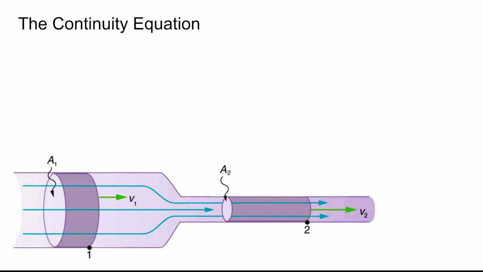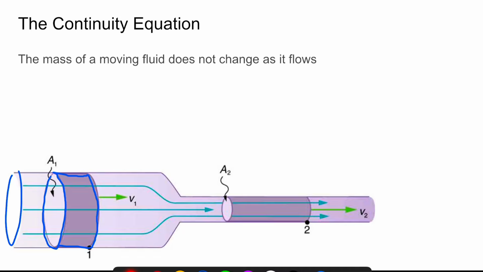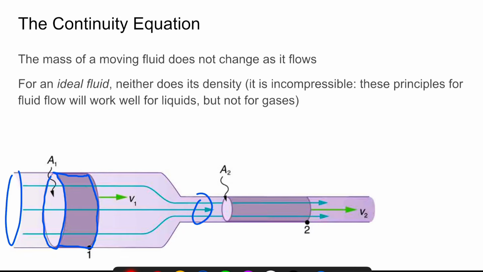Let's talk about something we call the continuity equation, which builds on what we just talked about, the mass flow for a fluid. The mass of a moving fluid doesn't change as it flows, right? So if we think about this mass of fluid right here, its mass will not change as it's moving through this tube, which has a large cross-sectional area, and won't change as it continues moving and eventually passes through this tube, which has a smaller cross-sectional area.